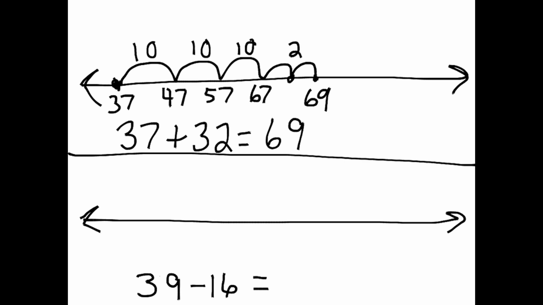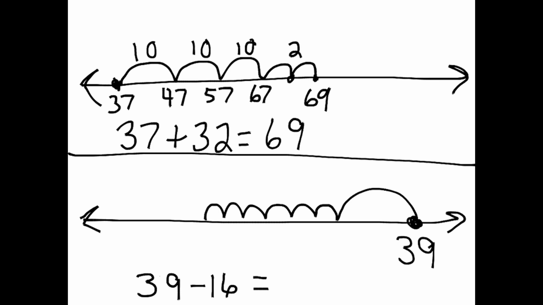Now when we subtract, of course we're going to start with the largest number, but we're going to start on this end of the number line. And we're going to write down 39. And we're going to jump backwards 16. So we're going to do 10, 1, 2, 3, 4, 5, 6. We jump 10 and 6.